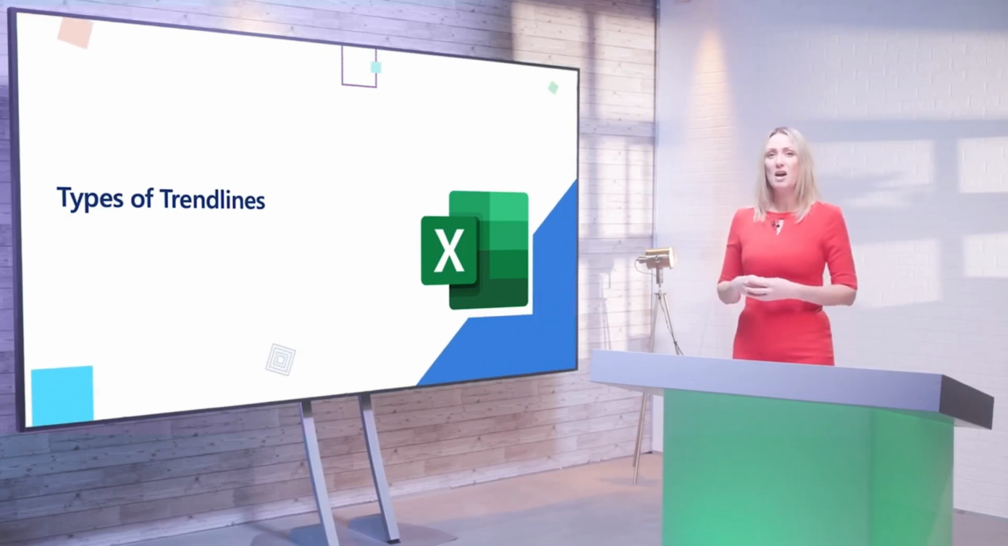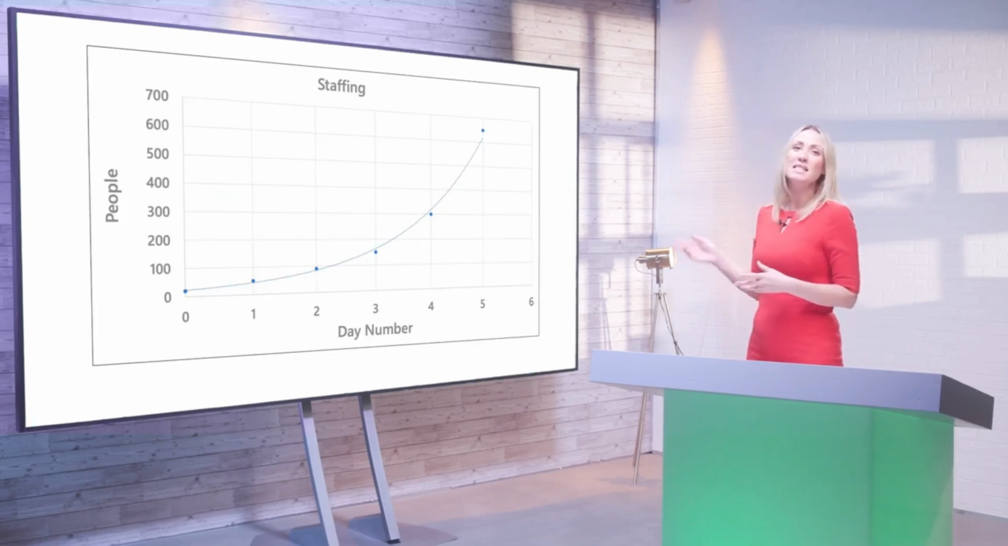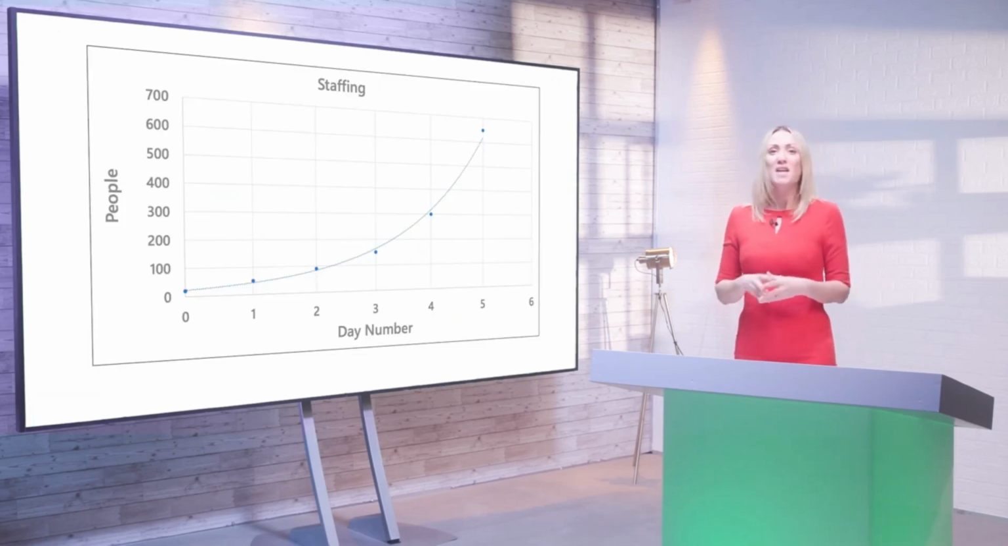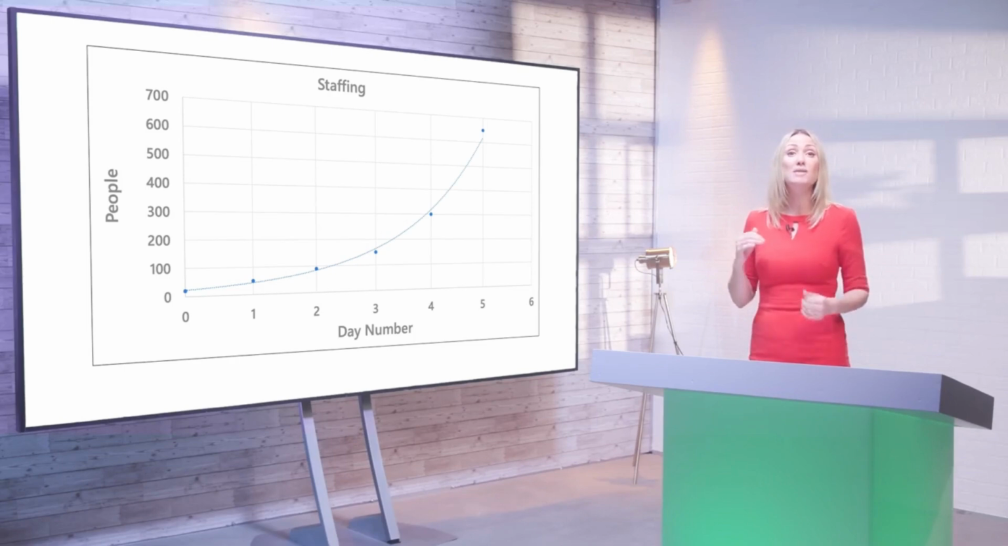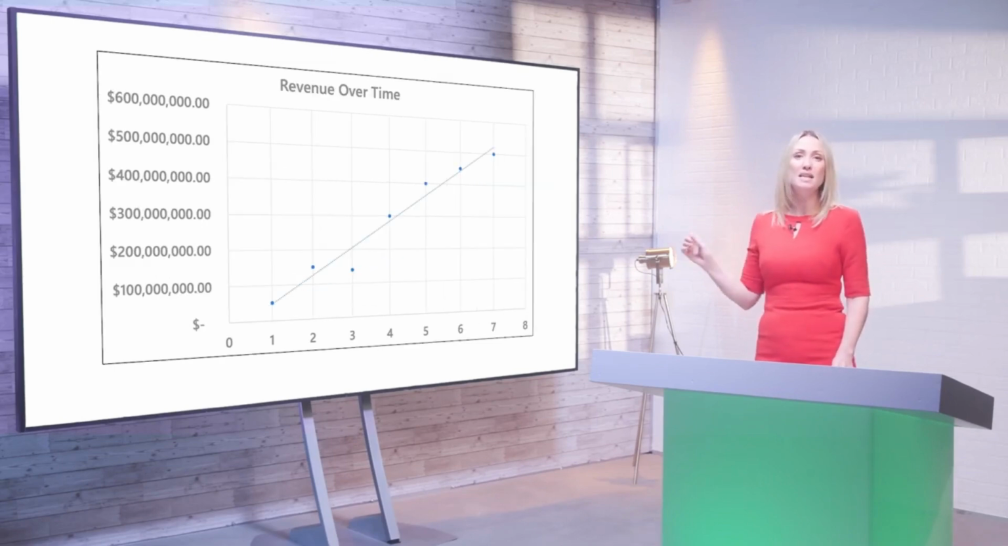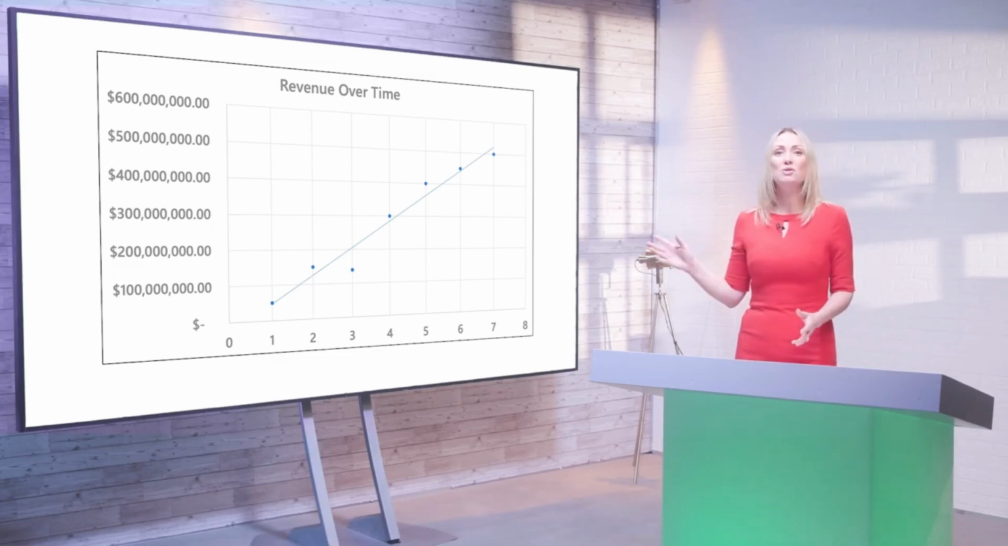There are several different types of trend lines to choose from. Let's look at a couple of examples. Here is an example of an exponential trend line. This type of trend line is curved to show data rising or falling at constant rates. And this is an example of a linear trend line. This trend line is used to show simple linear data sets. It is a way to illustrate that something is increasing or decreasing over time.